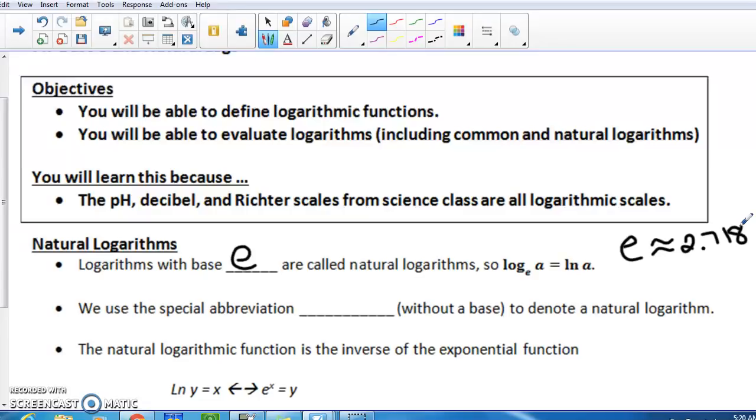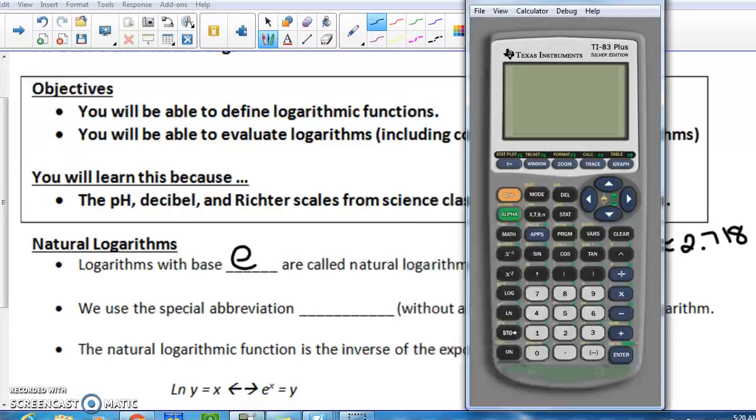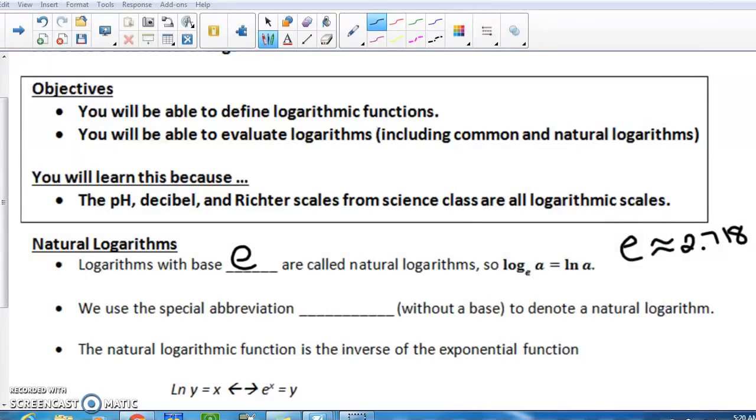Now what this means is, instead of writing log base e, you can use the term ln. If you pull up your calculator, you should be able to see that ln button is right there next to the number 4 below the log. So we will be using that a lot as we go through this with our calculator. We use this abbreviation ln, without a base, to mean natural log. I don't know why it's not NL, but that's how we do it.